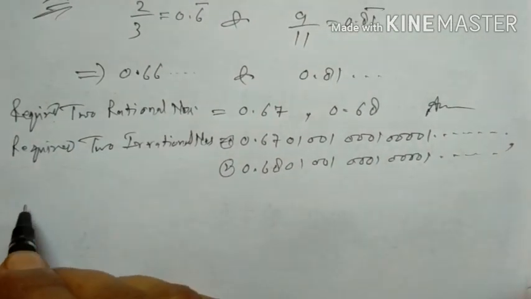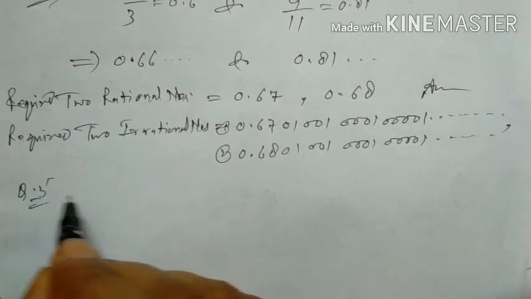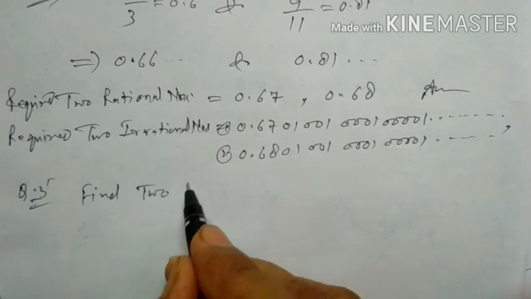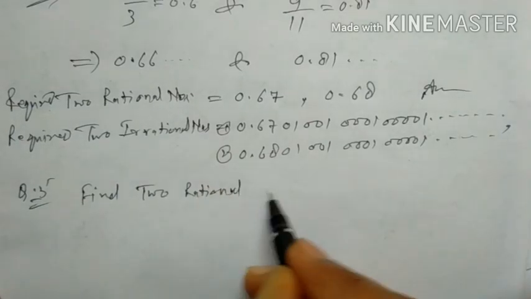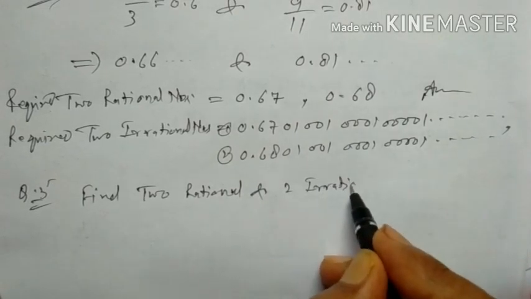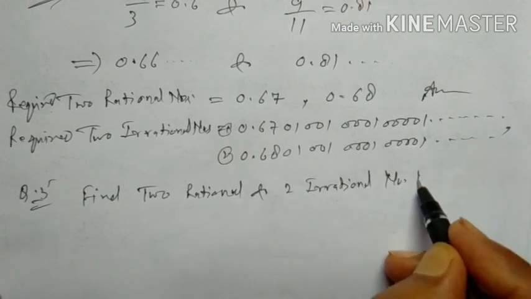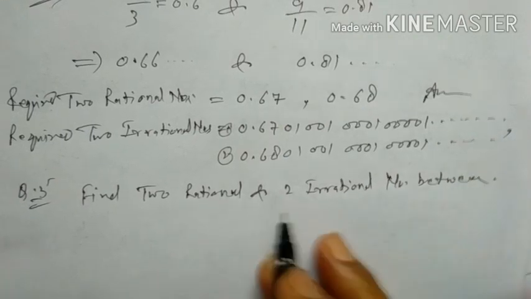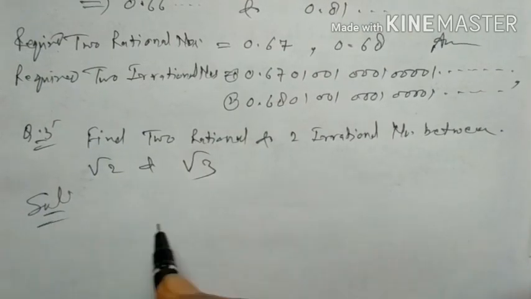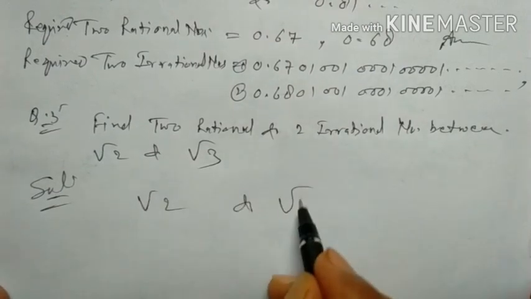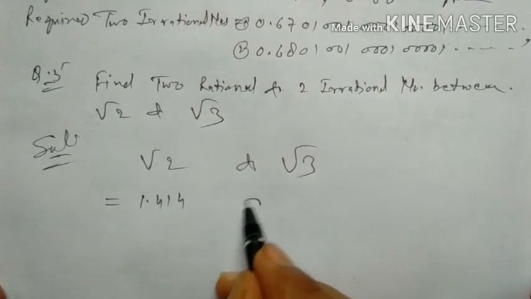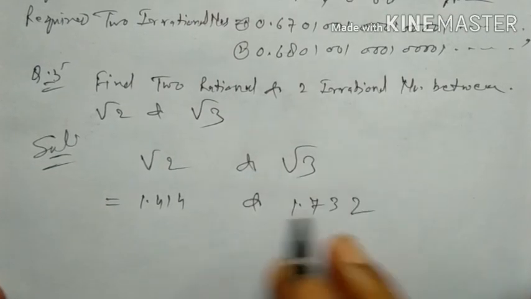You can write so many irrational numbers and so many rational numbers. Now the next question, number 5. Find two rational and two irrational numbers between √2 and √3. We will solve this with √2 and √3. The value of √2 is 1.414 and √3 is 1.732.